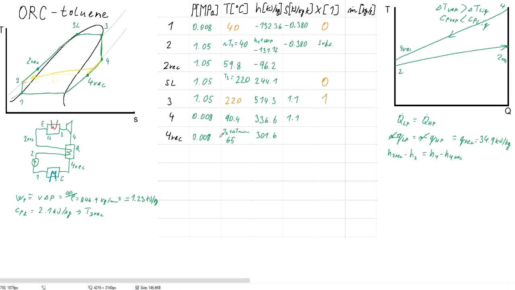Okay, so now we have all the important points in the cycle regarding the quality. So 2 recuperated is still subcooled liquid, point 4 is superheated vapor, and point 4 recuperated is also still superheated vapor.